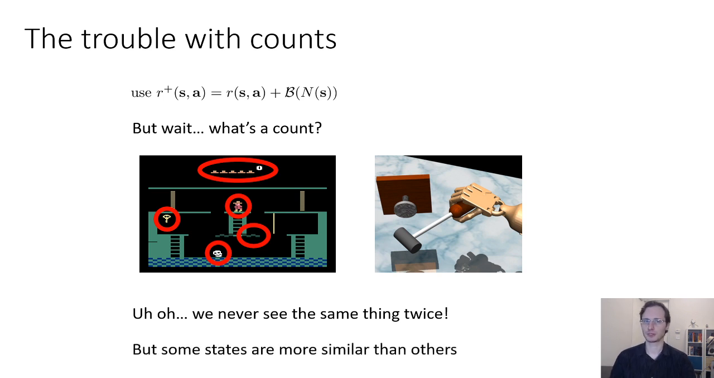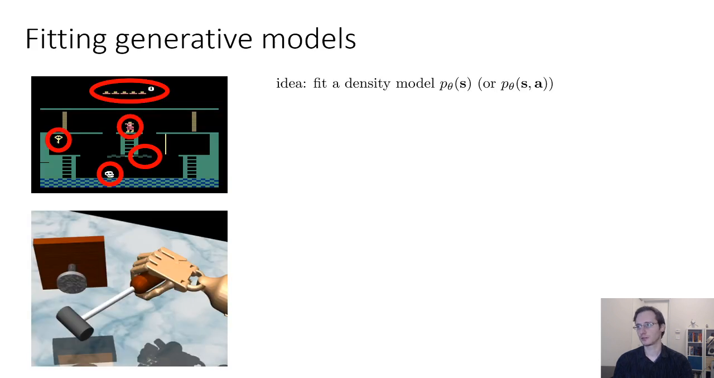Well, the notion that we want to exploit is that some states are more similar than others. So even though we never visit the same exact state twice, there's still a lot of similarity between those states, and we can take advantage of that by using a generative model or a density estimator. So here's the idea. We're going to fit some density model to p theta of s or p theta of s comma a, depending on whether we want state counts or state action counts. A density model could be something simple, like a Gaussian, or it could be something really complicated. We'll talk about the particular choice of density model later, but for now we just need it to be something that produces an answer to the question, what is the density or the likelihood of this state?